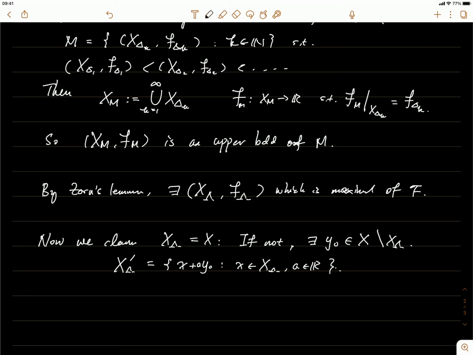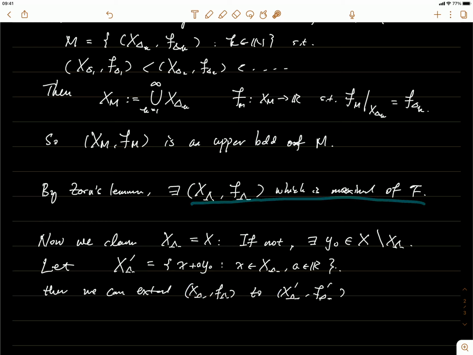Then we can extend (X_λ, F_λ) to (X_λ prime, F_λ prime). This is a proper extension, since the latter contains something that is not in the former. But this is a contradiction to (X_λ, F_λ) being maximal. That's a contradiction, which contradicts X_λ being maximal.